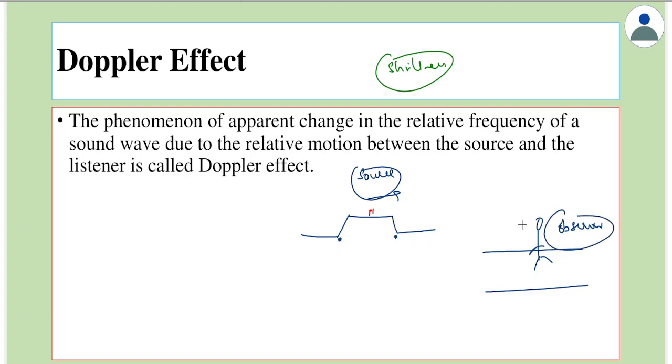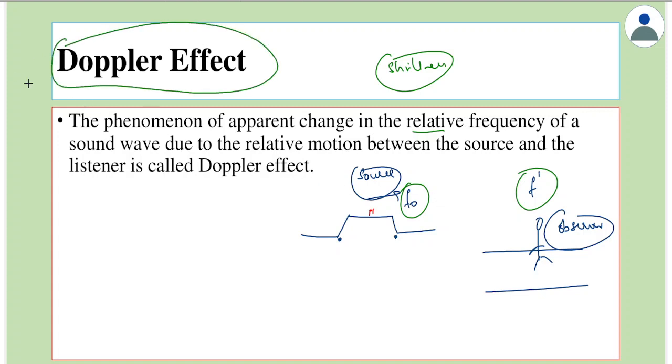Now this is true only when the source is moving, or if the observer is moving, or if both are moving. Whenever there is relative motion between source and observer, the frequency that the person perceives we call f dash, and let f naught be the emitted frequency. This will not change because the frequency emitted depends on the source emitting it. This apparent change in relative frequency is called the Doppler effect. Doppler effect is a common phenomenon. It could be used for sound as well as light waves also, but here we are studying it for sound waves only.